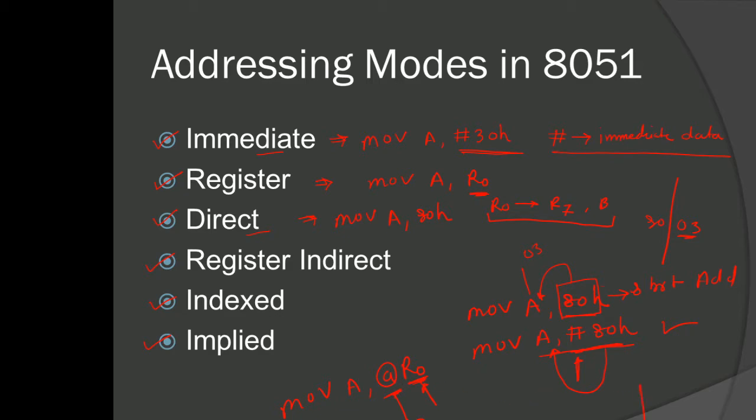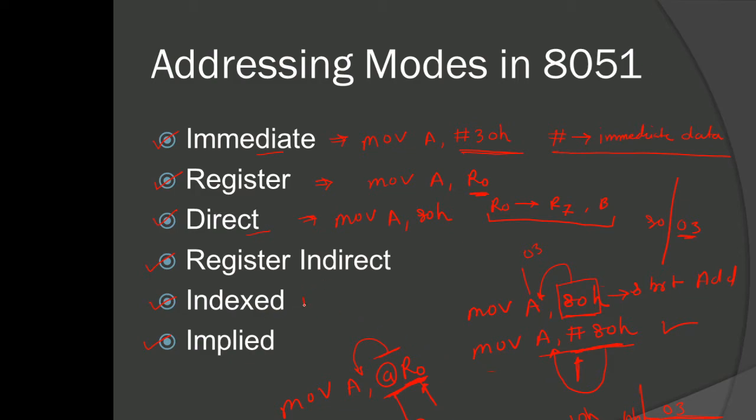For example, if I have this memory and my R0 is having a value, let's say 10H. So the data at location 10H, let's say my value is 03 again. So the data at location 10H will be transferred to accumulator, right? So @ represents the indirect addressing mode, and the value present in the register will be the address of a data, right? So this is about indirect addressing mode.